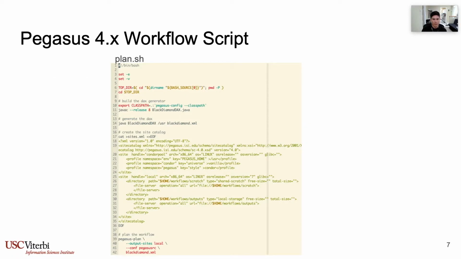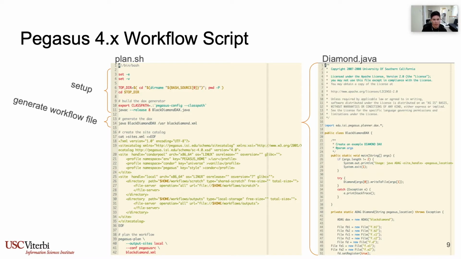So this is what that might have looked like. This is our plan.sh script, our workflow script. You might have some setup at the top. Here we're going to invoke a Java DAX generator, and so first we need to compile it, set our class paths. Then we invoke that Java DAX generator.